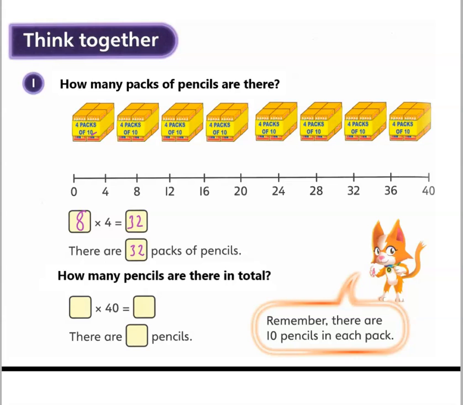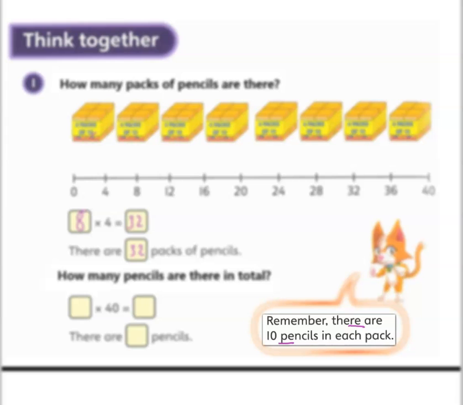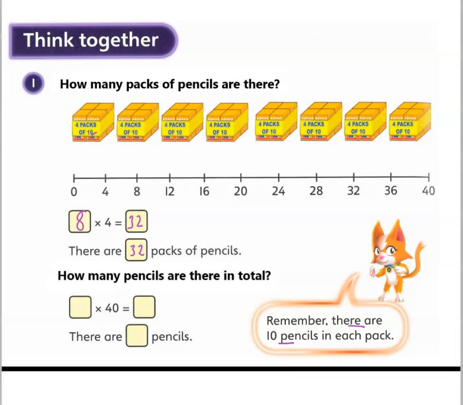Now let's take it another step further. How many pencils are there in total? Remember, there are 10 pencils in each pack. So you know that there's 40 pencils in that one multi-pack. So how many multi-packs are there? Again, there are 8 multi-packs, so it's 8 times 40. 8 multiplied by 4, we know is 32. But we're not multiplying by 4, we're multiplying by a multiple of 10, 40. So we need to make sure that we place our 0 in the ones place value. There are 320 pencils altogether. How did you get on?